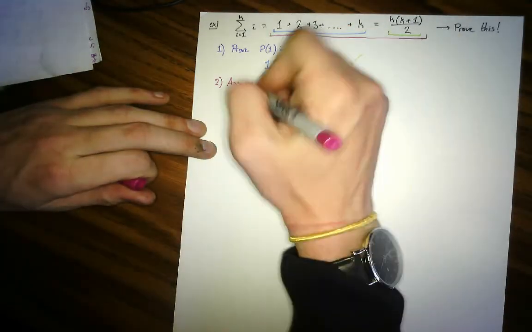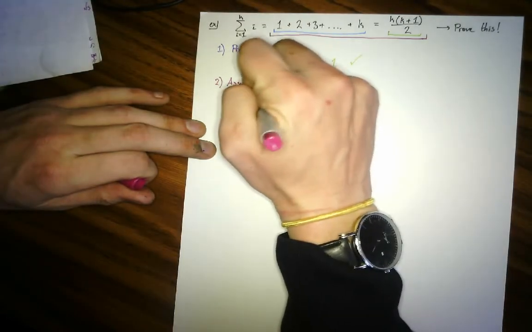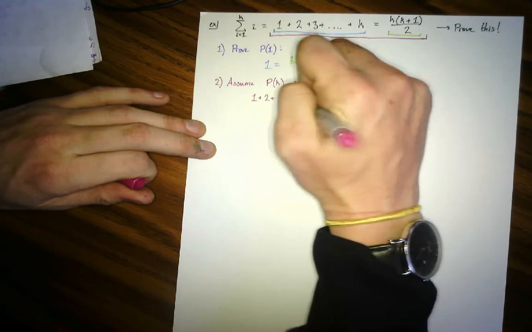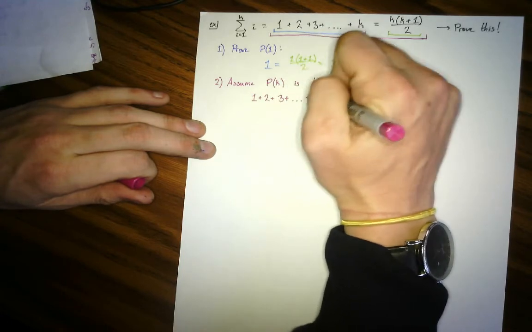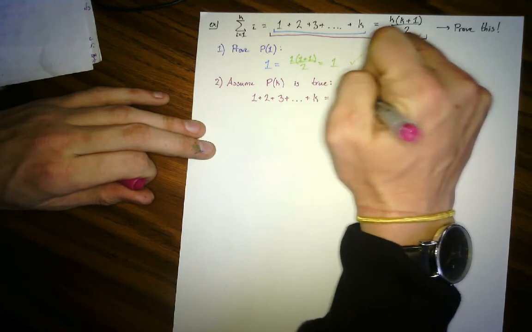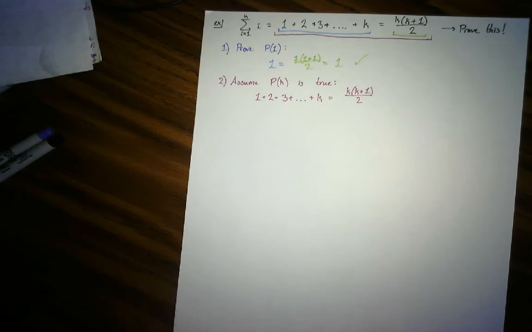So right here we've got 1 plus 2 plus 3 plus dot dot dot all the way to plus k. That's going to be equal to k times k plus 1 over 2. So this is actually going to be very important in the next step.